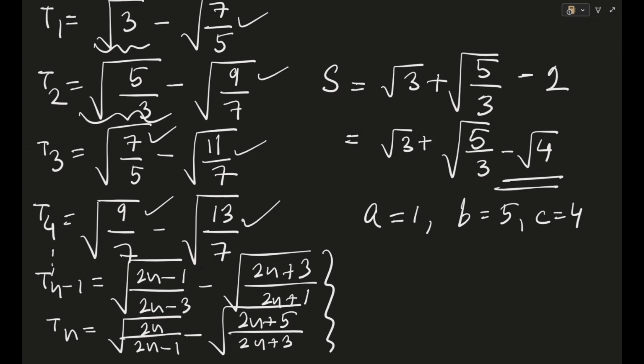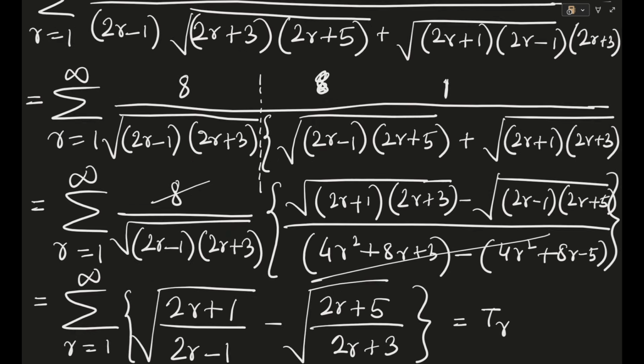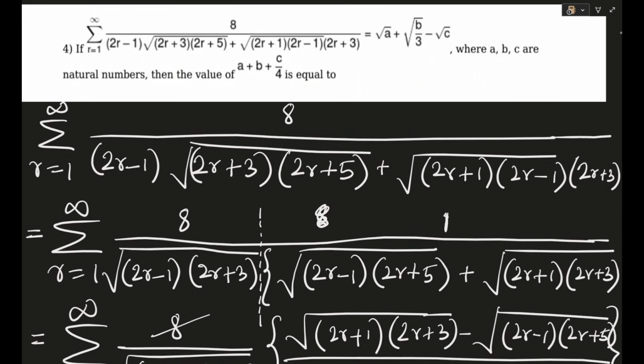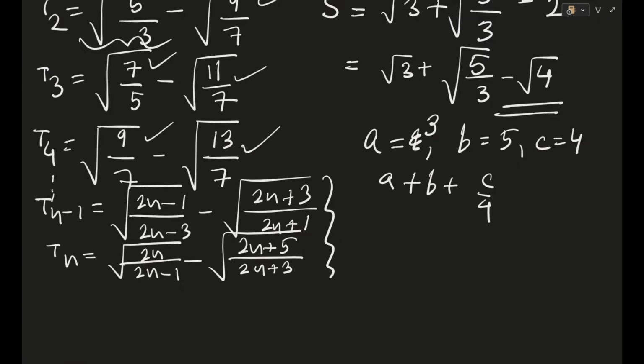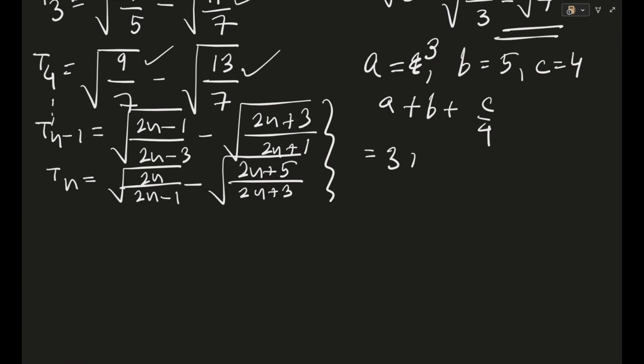Okay, this is not 1, this is 3. A is 3, B is 5 and C is 4. So A plus B plus C by 4. I guess that is what they had asked. I will check once. Yeah. A plus B plus C by 4. Yeah. So this will come out to be 3 plus 5 plus 1, which is 9. So your final answer for this particular question will become 9. Okay. So let's proceed on to the next question.